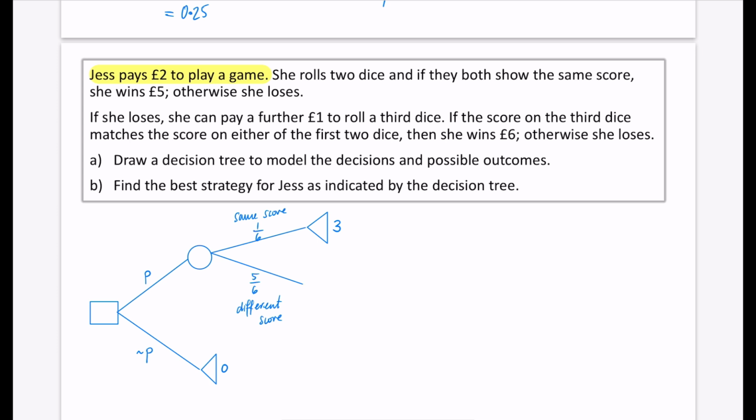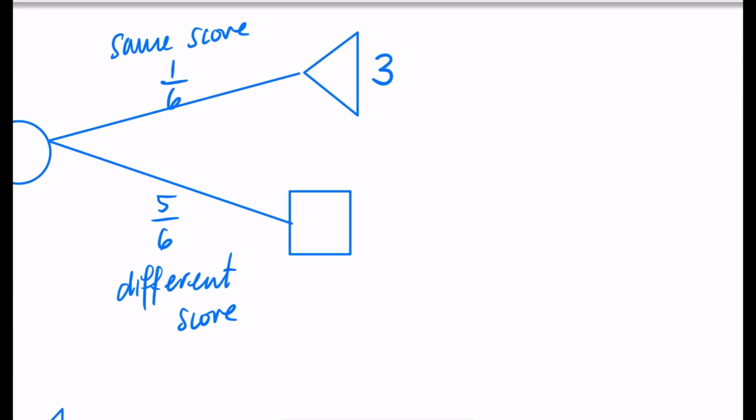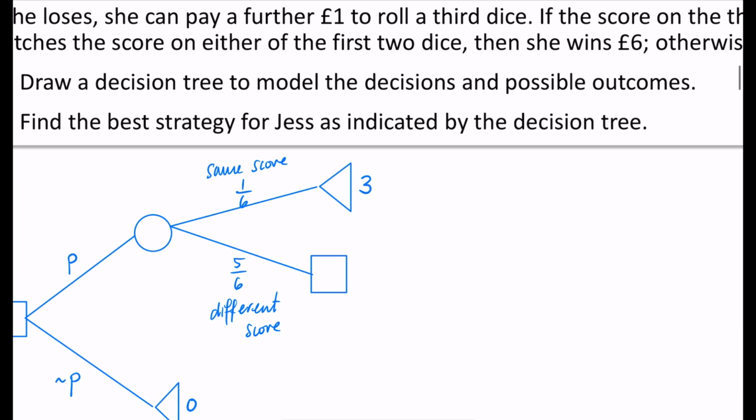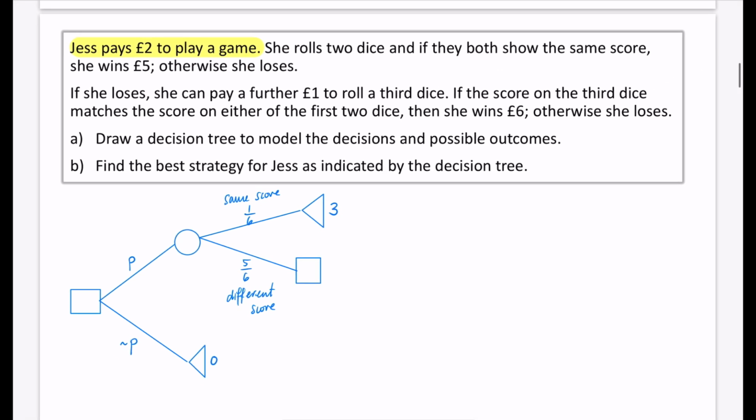However, there's more. If she loses, she can pay a further £1 to roll a 3rd dice. So she's got another decision to make here. Now, because she has another decision, I need a rectangle kind of shape. Doesn't matter if it's a rectangle or a square, just as long as it's this kind of shape. So she's got a decision to make. She can pay a further £1 to roll a 3rd dice. If the score on the 3rd dice matches the score on either of the first 2 dice, she wins £6. Otherwise, she loses.